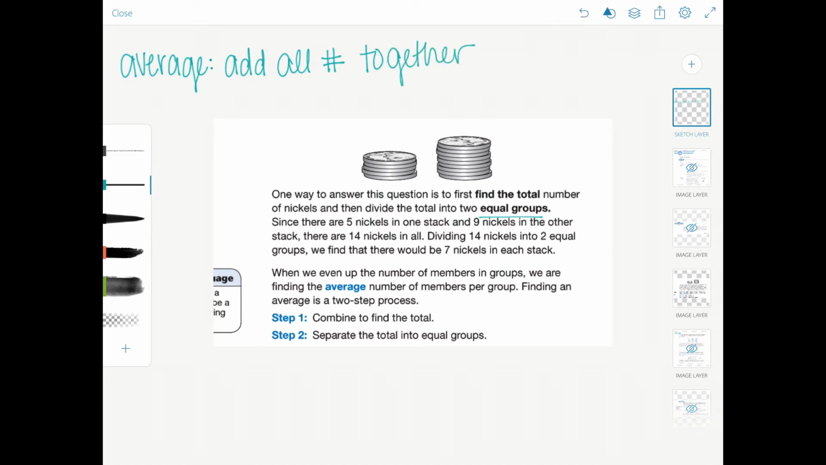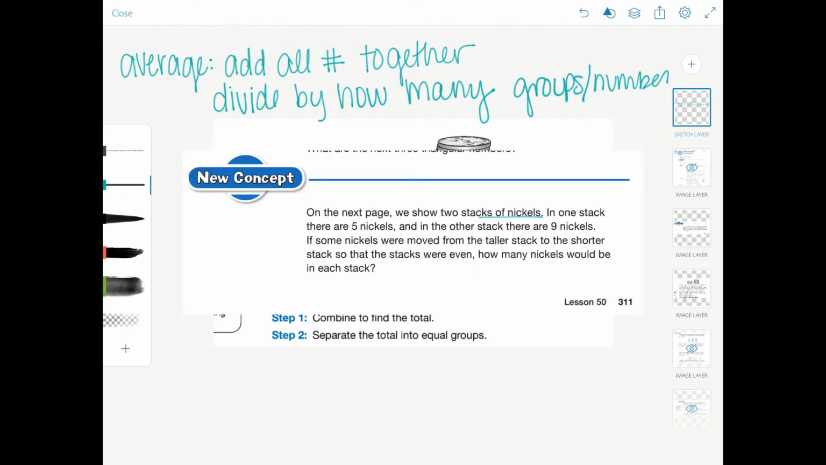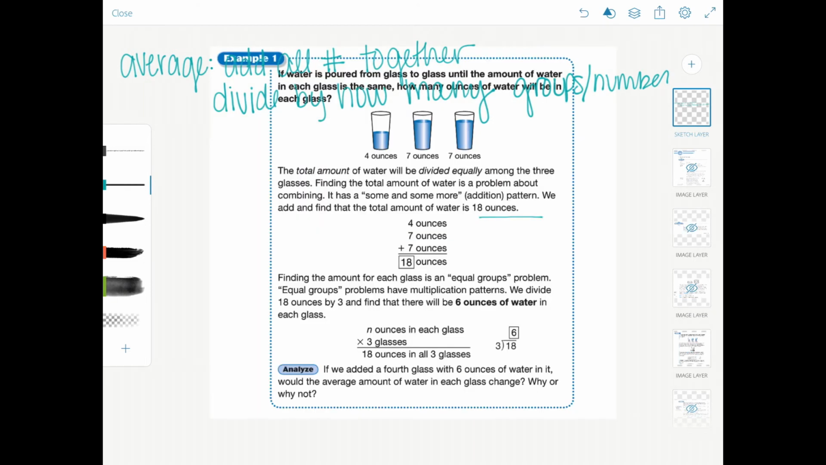I want you to write average in your notes. Add all numbers together and divide by how many groups you have. Okay, this is important that you write it, and then the examples I want you to be writing in your notes too. So we have to add 9 plus 5 is 14. All right, let's do another one. I mean, we didn't really finish that one, but let's do this one.